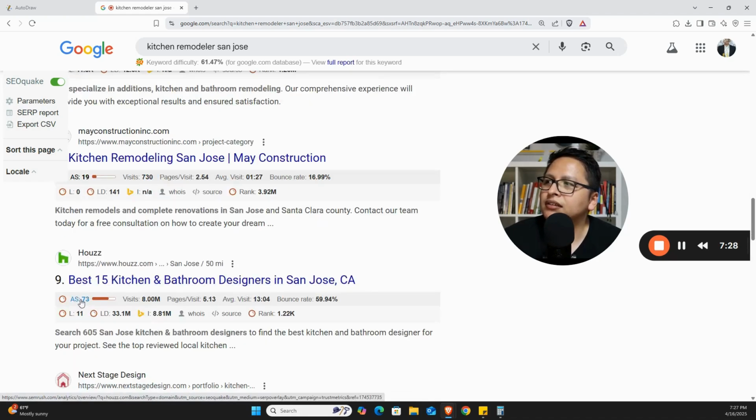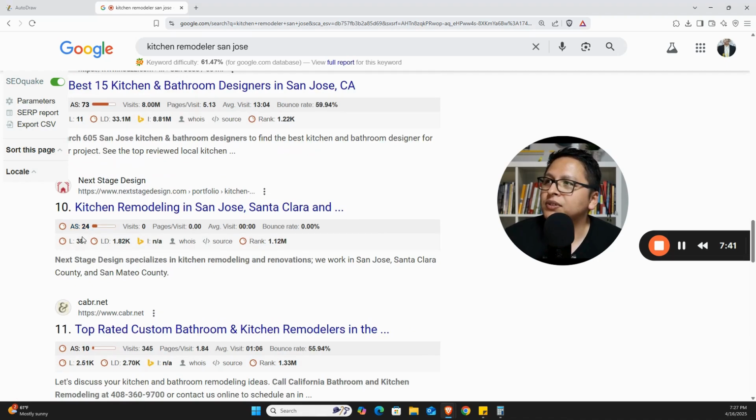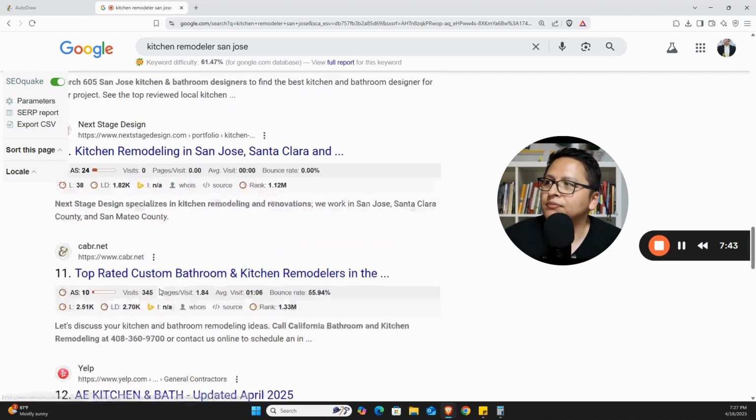That's why it's there. This one has a pretty high authority score, but it's probably not optimized. That's why it's not showing up higher. If they were to optimize this, they could probably beat everybody on this list. All right, this one looks pretty good. I'm not sure why they're not showing up.